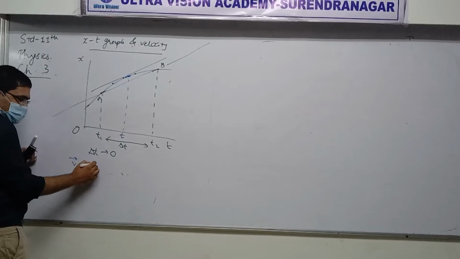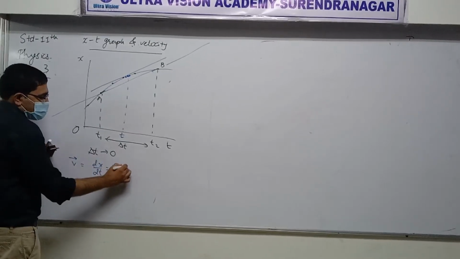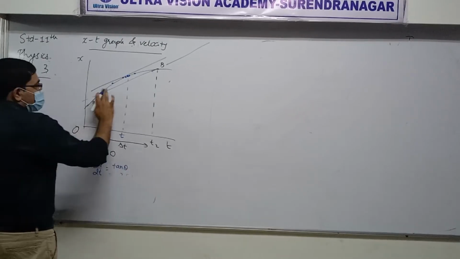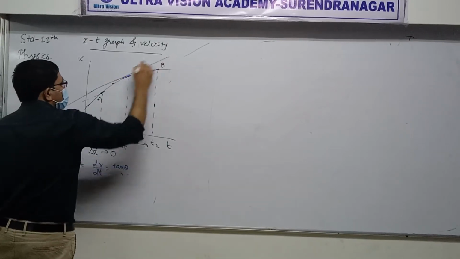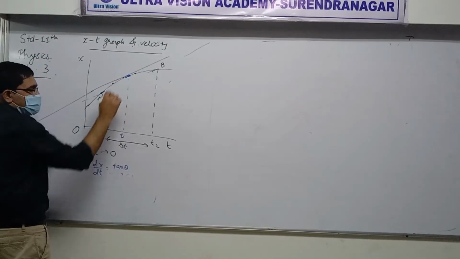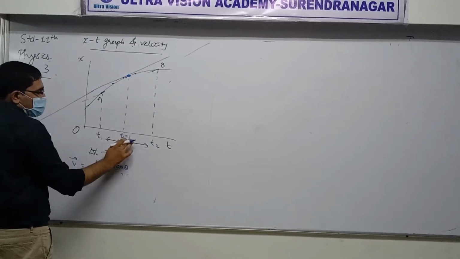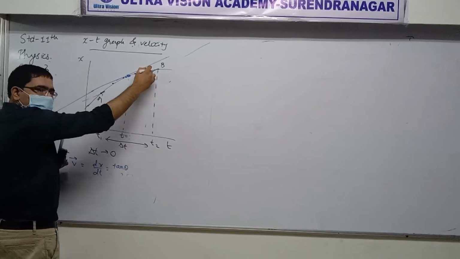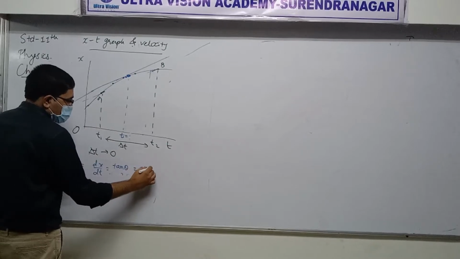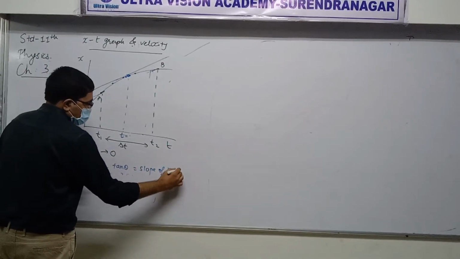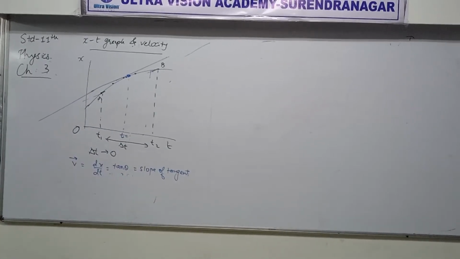So simply speaking, velocity is equal to, we already know it is dx by dt, and that will also be equal to tan theta now, but this time it's not the chord but rather the tangent. So wherever you want to find it, you draw tangent. Suppose you want to find velocity at t equal to 1 second, then you draw tangent here. If you want to find velocity at t equal to 2 seconds, then you draw tangent here. Did you understand? Okay, so wherever you want to find the velocity, you draw a tangent over there.